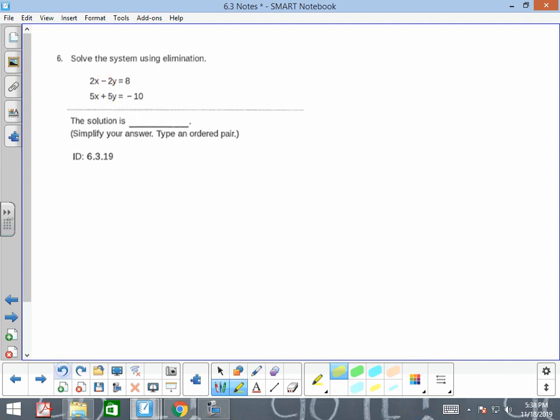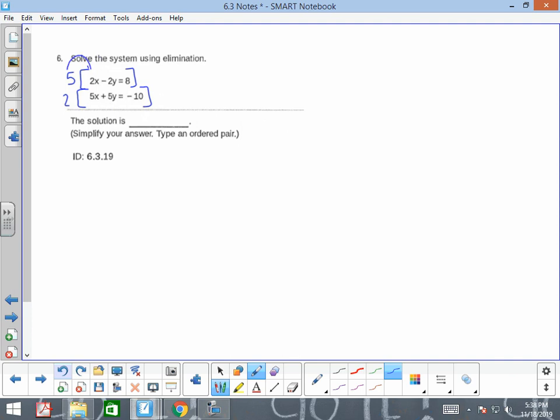All right, so I want to multiply the top one by 5 and the bottom one by 2. Now, the reason why is when I multiply 5 times negative 2y, I get negative 10y, and 2 times positive 5y, I get positive 10y. So that will become 0. So I'm going to actually do both equations by a different number.